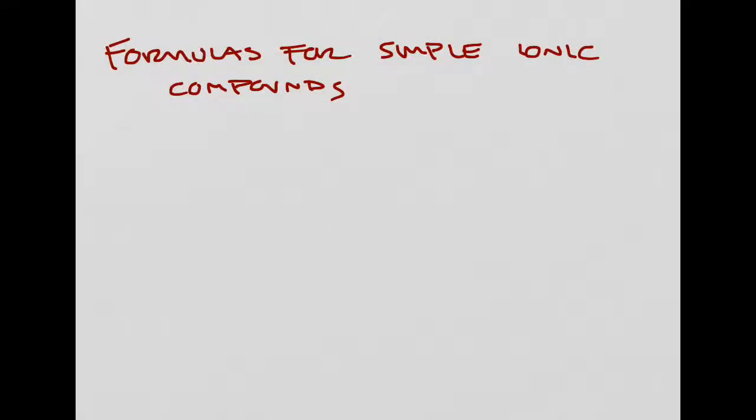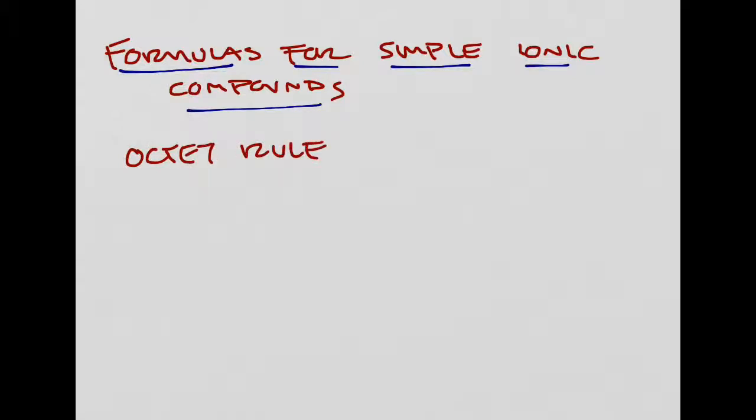Okay, so for this screencast, we're going to be talking, as you can see here, about the formulas for making simple ionic compounds. And this is going to require us to think about the octet rule once again. Just as a reminder, the octet rule states that atoms tend to lose, gain, or share electrons in order to acquire a full set of valence electrons. And in this case, the full set of valence electrons would be 8 electrons. So be thinking about octet, 8 electrons.